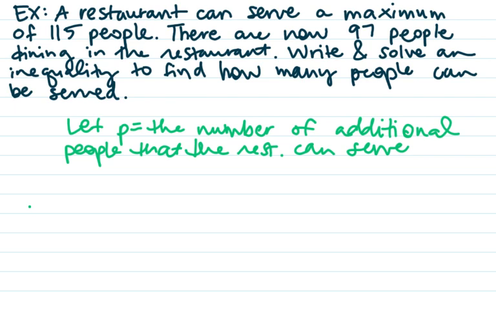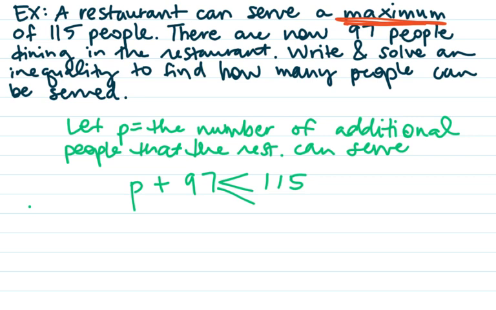So I know that p plus the number of people already in the restaurant, 97, is going to be less than or equal to 115. And I know it's less than or equal to because it says a maximum. It's a maximum of 115 people. So therefore, you can have a total of 115, but you could also have 114. You could have 113. It could be any number less than or equal to 115.